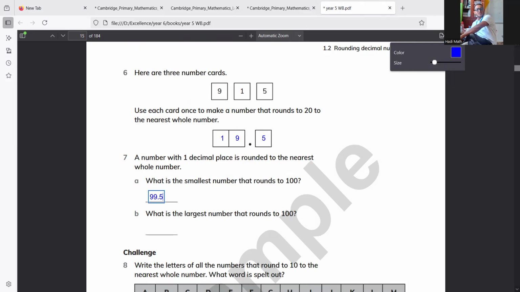And what is the largest number that rounds to 100? Remember, some people write 99.9, it's a common mistake. No. The largest number that rounds to 100, with one decimal place, is 100.4. Because 100.4 is bigger than 99.9. Remember this. Common mistakes, students all the time say it is 99.9, which is wrong.